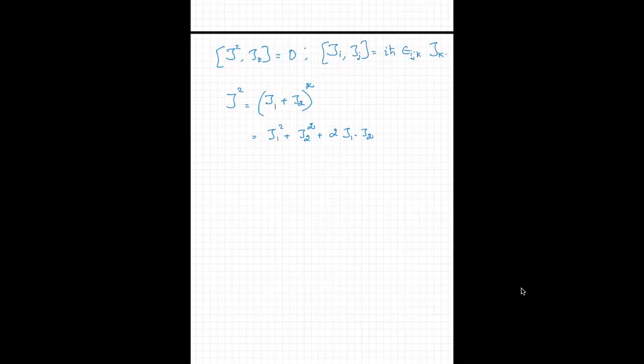Now, there's a couple of ways in which I can think about this. Look at this J square matrix. J1 square is a scalar operator and J2 square is a scalar operator, right? It's a square of a vector, so it's a scalar. Now we might be tempted to think that J square commutes with J1 square and J square commutes with J2 square. And this is actually true. But what about the last term? Does J square commute with J1 dot J2?